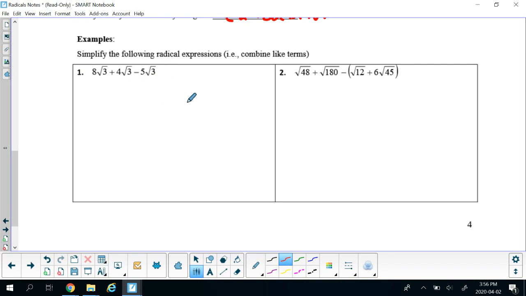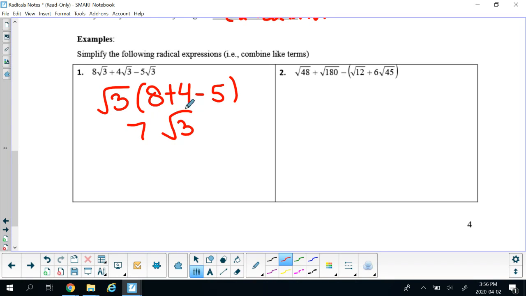Okay? So I'm going to take square root 3 common. So I'm left with 8 from the first term. I'm left with 4 from the second term. And from the third term, I'll get minus 5. I'll simplify this. 8 plus 4 minus 5 is 7 square root 3. Okay, so this is our answer.